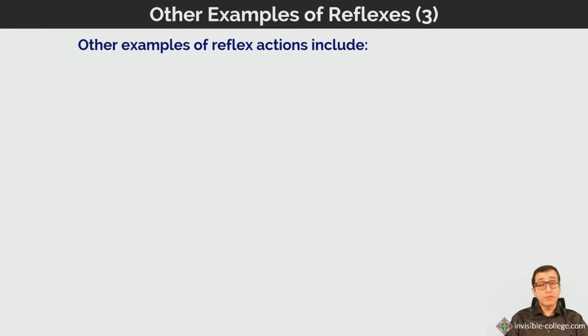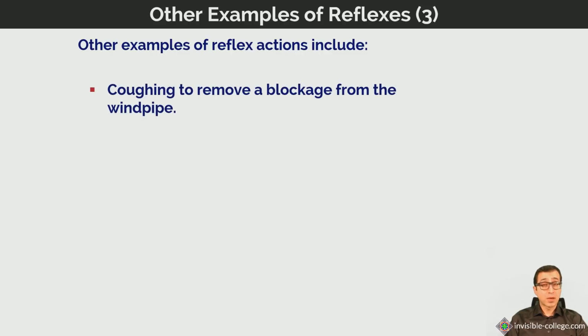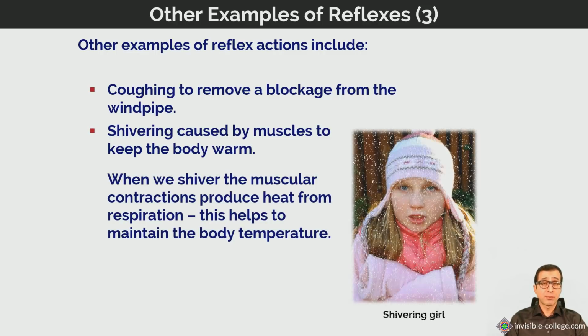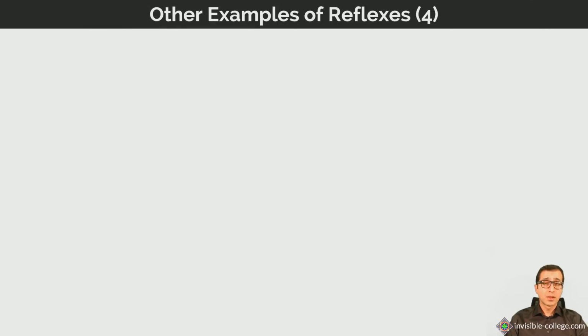Another example would be coughing to remove blockage from the windpipe. This is also a reflex response. Shivering caused by muscles to keep the body warm. That's another reflex response. So when we shiver, the muscular contractions produce heat from respiration of the muscle cells, and this helps us to maintain our body temperature.